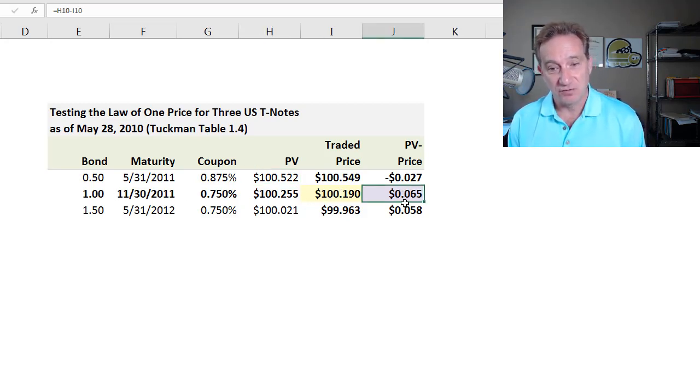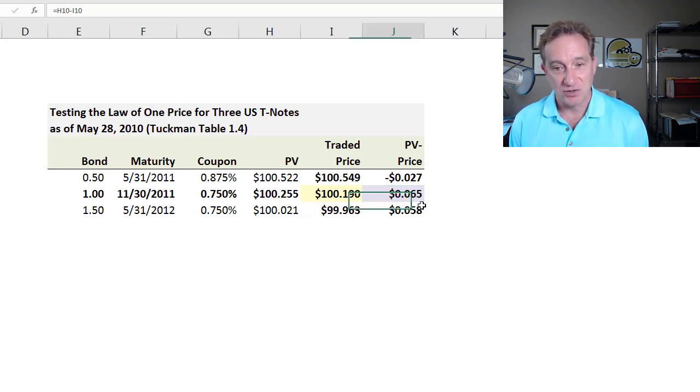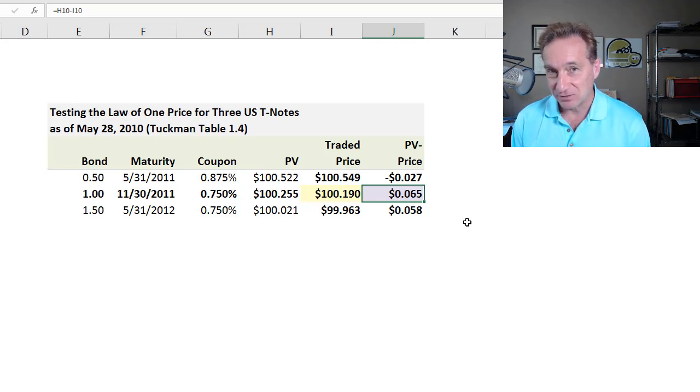And so the arbitrage opportunity creates itself because we have a bond here that is trading cheap by about 6.5 cents. Its traded price is less than its theoretical bond price. This creates, in theory, an arbitrage opportunity. Before we do that, let's just acknowledge that we don't expect them to be exactly the same. There are actually several confounding factors like liquidity. So we will observe discrepancies.